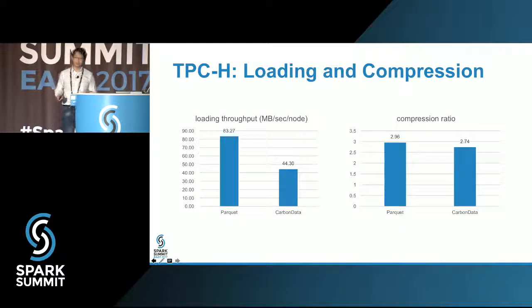Talking about the loading performance and the compression ratio, because CarbonData needs to sort the records when loading, it takes time. So it's fair that Carbon loading speed is like half of the Parquet loading speed. And the compression ratio is similar.